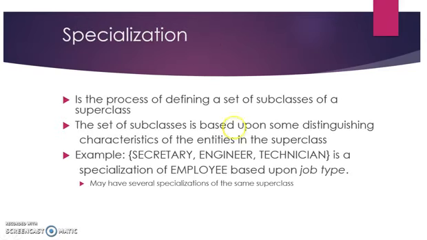Next is a very important concept, specialization. Specialization is the process of defining a set of subclasses of a superclass. The set of subclasses is based upon some distinguishing characteristics of the entities in the superclass. For example, secretary, engineer, technician is a specialization of employee based upon job type.